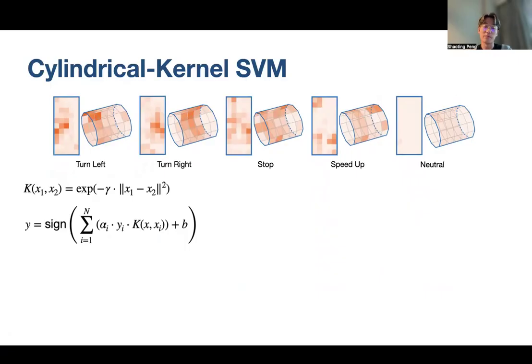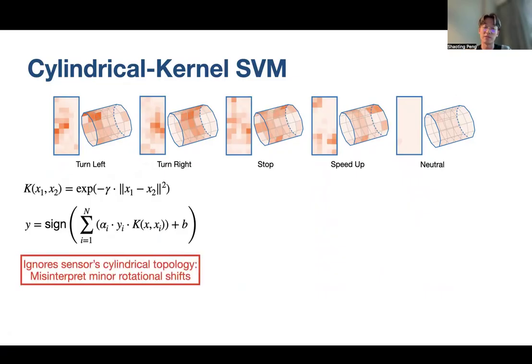So first, we admit that we cannot collect much data from older adults, so we choose SVM, which is simple yet effective for a small amount of data. However, we notice that users sometimes exert slight rotational shifts along the cylindrical perimeter, but traditional classifiers mostly ignore the topology of this cylindrical sensor and thus achieve low classification accuracy.